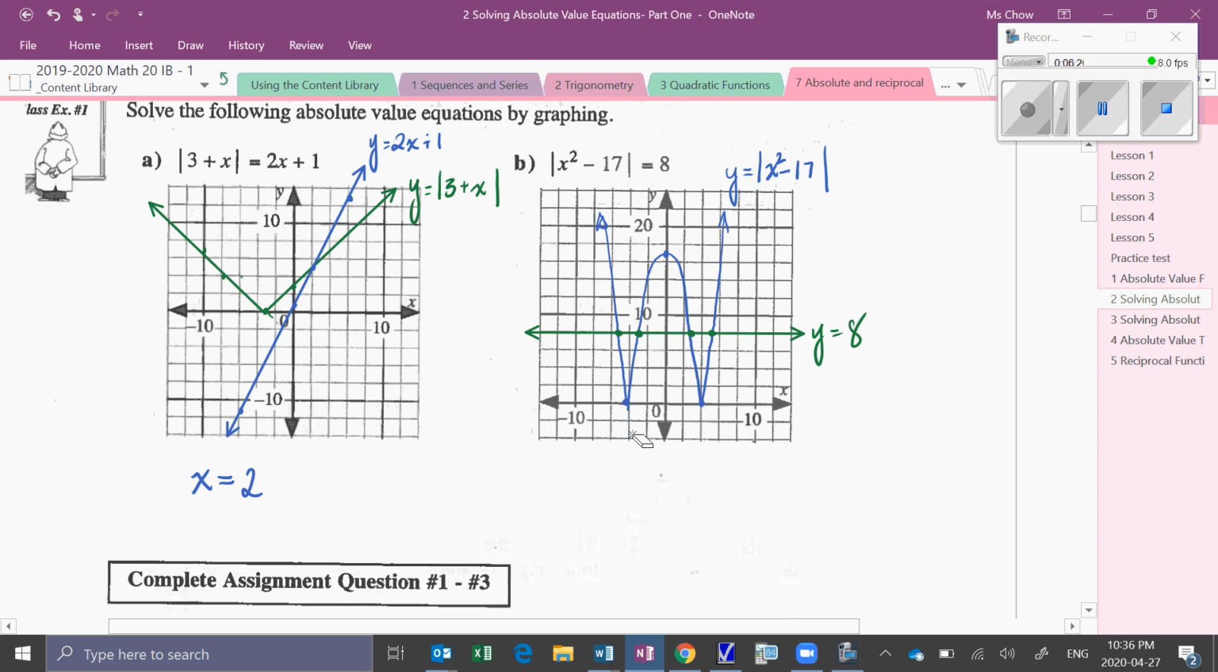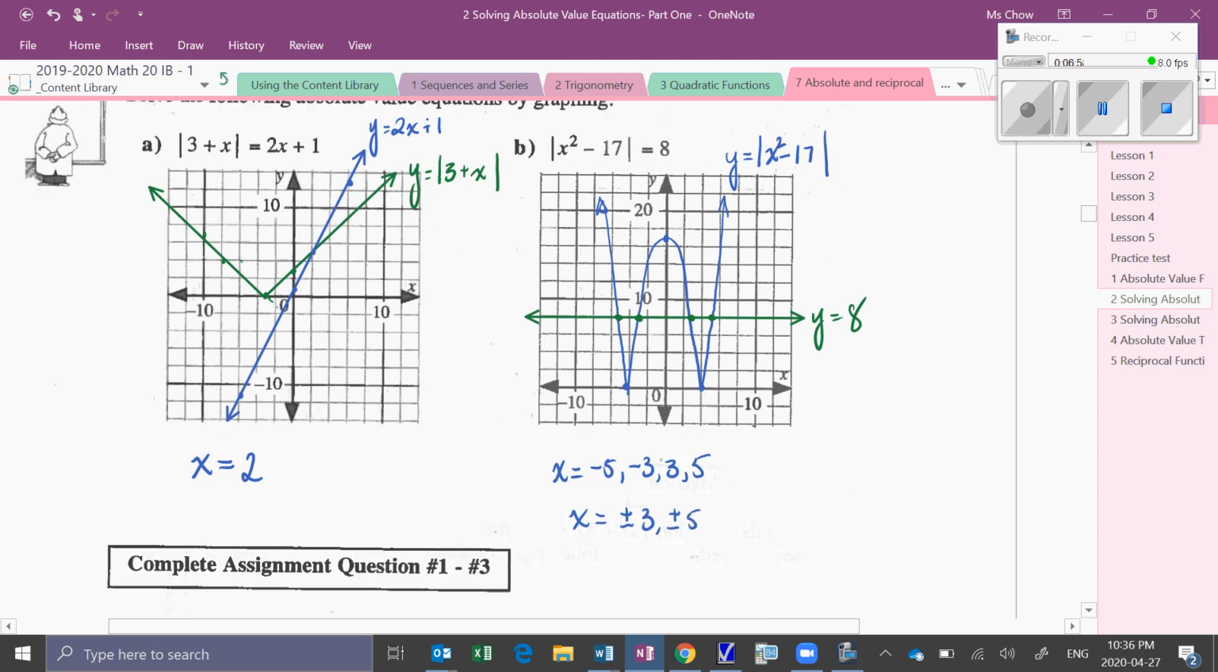And so that vertex that was -17 is now at +17. And when we draw our line y equals 8 across, we can see 4 intersections. And so yes, that's using your calculator 4 times to calculate those 4 intersection points. And you would see that come up as x equals -5, -3, +3, and +5. We could also write that as x equals ±3 and ±5 as well.